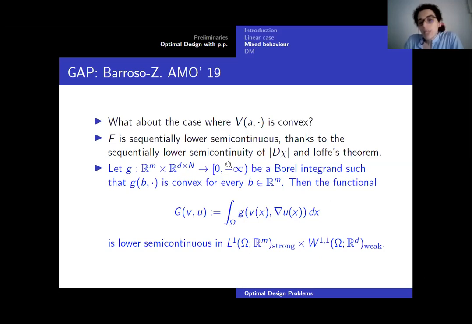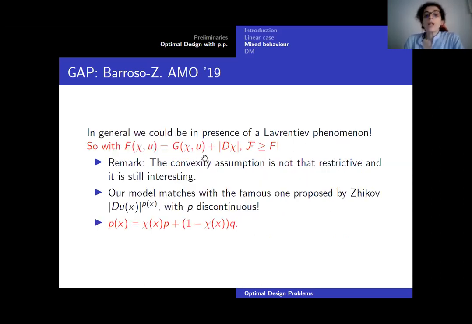So if V, capital V, is already convex, then we have at least a lower bound for our calligraphic F, and the lower bound in the energy is given by the functional F itself. And this is due essentially to the Ioffe theorem, which says that whenever we have a Borel integral of this type, depending on two fields, so let's say chi and gradient of u in this case, the associated functional is lower semicontinuous with respect to the involved topologies, the natural ones. So we get a lower bound for free, but still we can have a Lavrentiev phenomenon.